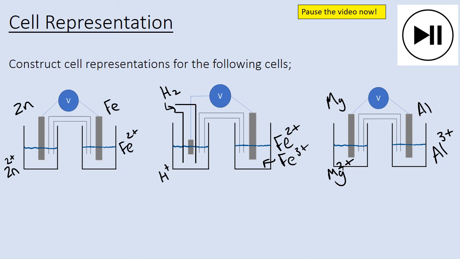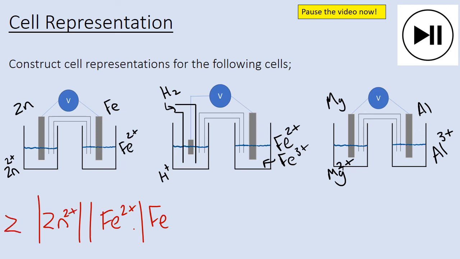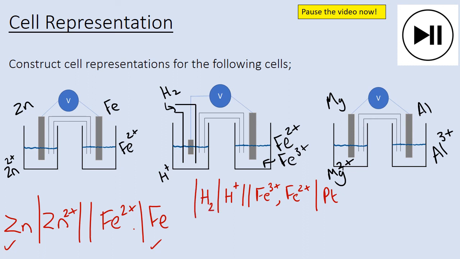Okay then, first one, salt bridge, Fe2+, phase boundary, Fe. Zn2+, phase boundary, Zn. Metal electrode, happy. Middle, salt bridge, Fe3+, Fe2+. Must put them that way around because you must have the most oxidized at the left closest to the salt bridge. We need an electrode in this case, platinum. And on the left, H+, phase boundary H2, because H+ is solution, H2 is a gas, phase boundary, platinum electrode.